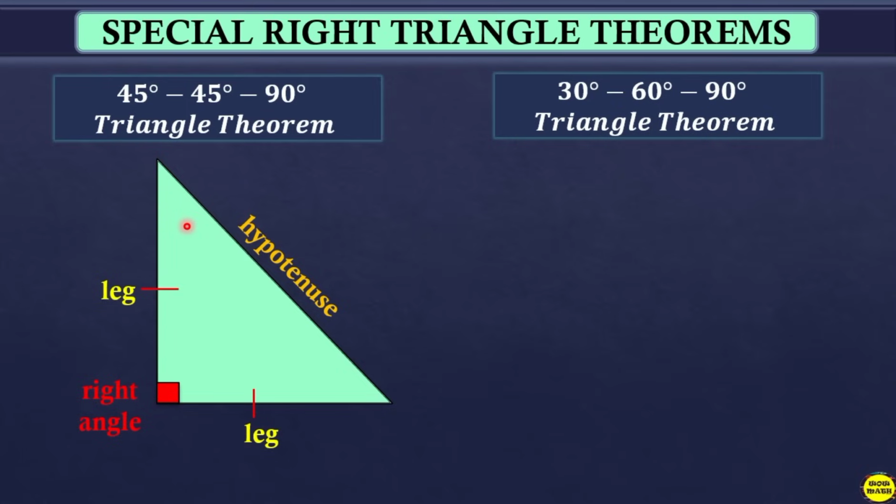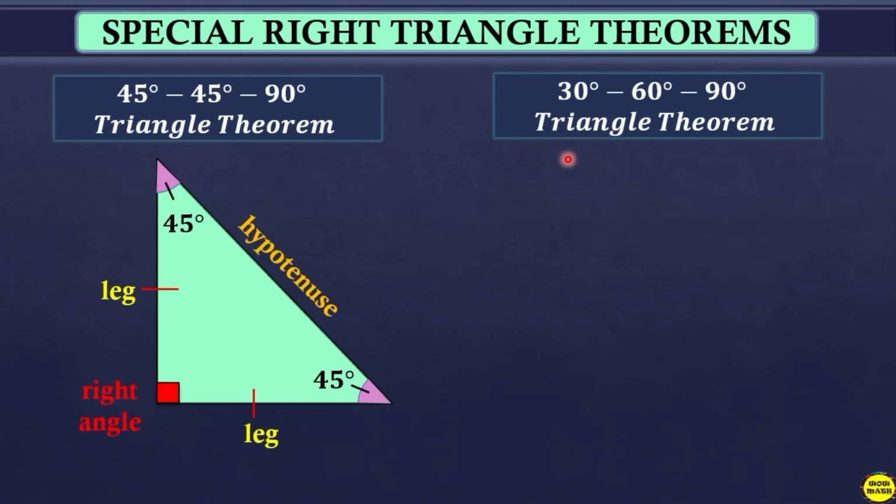So, ano ang sukat nitong dalawang angles na to? So, kung ito ay 90, ibig sabihin, itong dalawa, complementary angles yan. So, para maging congruent sila, ano po ang sukat nitong dalawang angles? Then, they are 45-45. So, in this theorem, we have 45-45-90 degree triangle theorem.